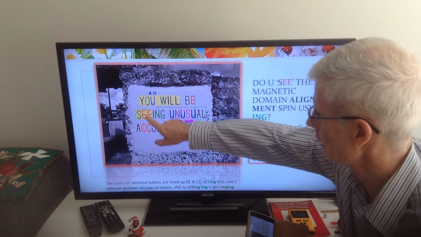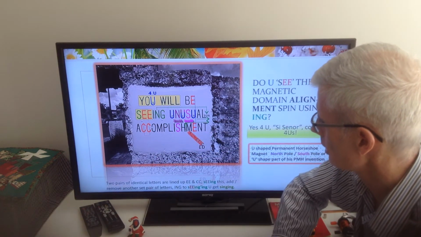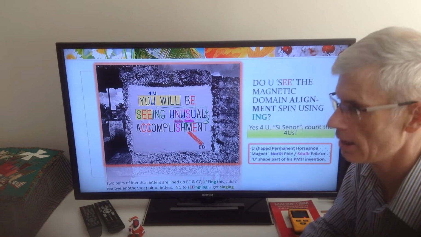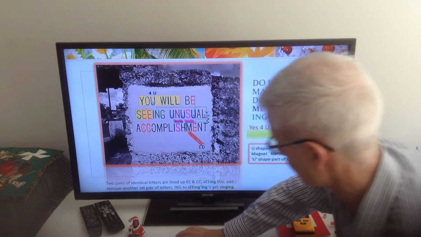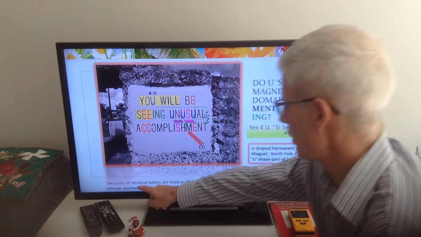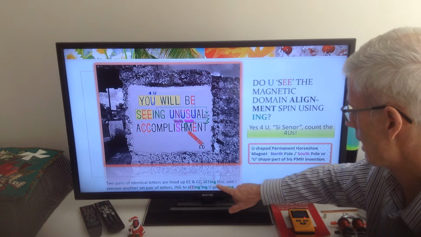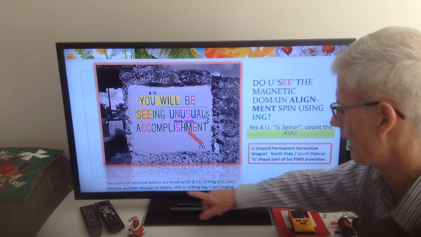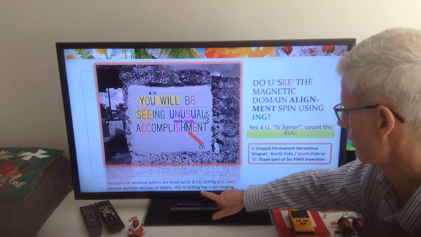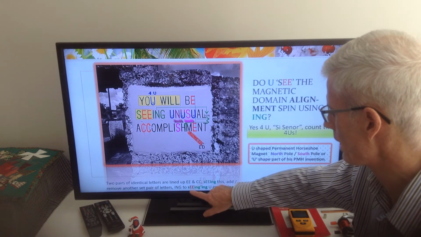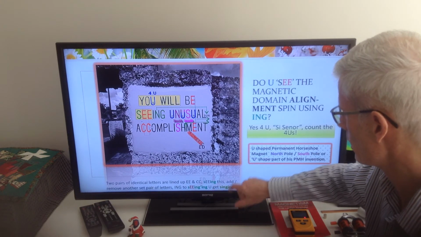Notice he's lined up these letters here, the E and CC. He's trying to highlight things here and get you to do things here as well. So two pairs of identical letters are lined up, EE and CC. Seeing this, add and remove another pair of letters, ING, to seeing, ignore the E in there, and we've got singing. And you get singing, okay.